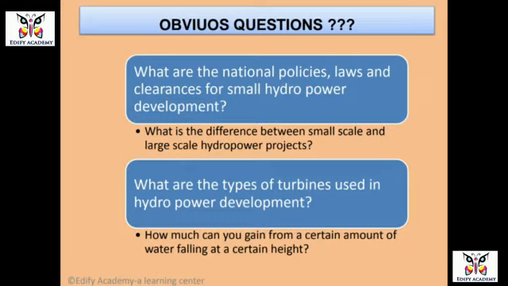Now the principle is that water falls down to the turbines, so turbines also play a very important role. What are the types of turbines used in hydropower development? This question is very obvious. The next question: how much can you gain from a certain amount of water falling at a certain height? Water contains some potential energy. When it falls, it has some kinetic energy. It hits the turbine blades, the blades rotate, and electricity is generated. So what is the gain? Gain is always the output over input.